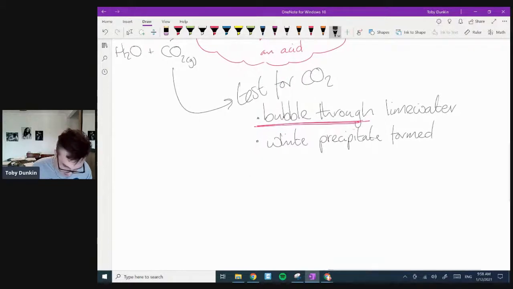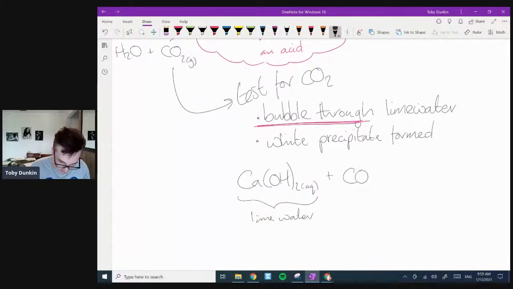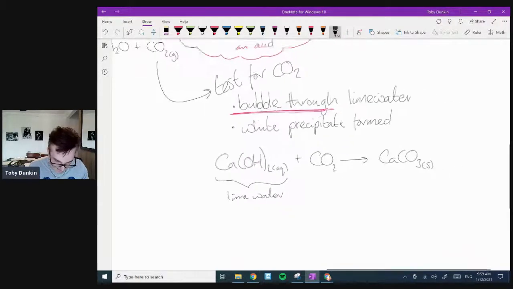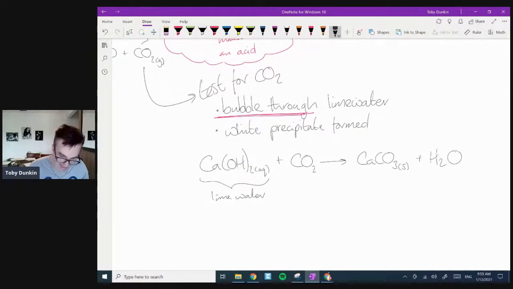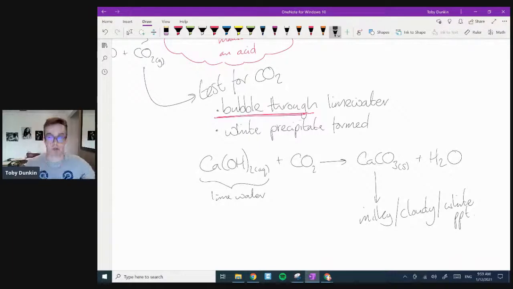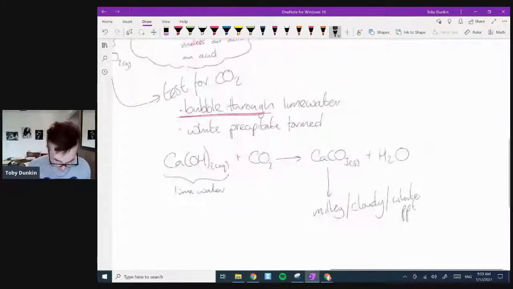The equation is this. Calcium hydroxide, aqueous, is lime water. That there is lime water. And it reacts with the carbon dioxide gas to form insoluble calcium carbonate and water. And that is our milky, cloudy, white PPT. I prefer white precipitate. It's better chemistry. I hate milky and cloudy. Drives me nuts. There we go.